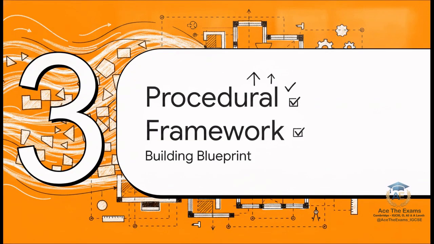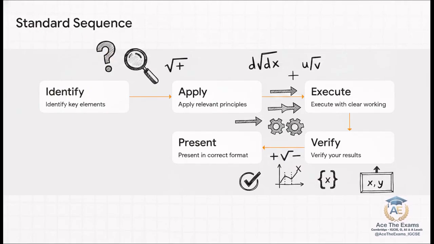All right, let's get into Section 3, the procedural framework, building the blueprint. Now that we have the theory, we are transitioning into the live transformation phase. This is where we learn to turn flawed, disorganized answers into perfect, mark-securing responses. We need a blueprint, and this right here is your 5-step systematic memory hack. This is the exact action-oriented sequence you need to deconstruct any stationary point question.